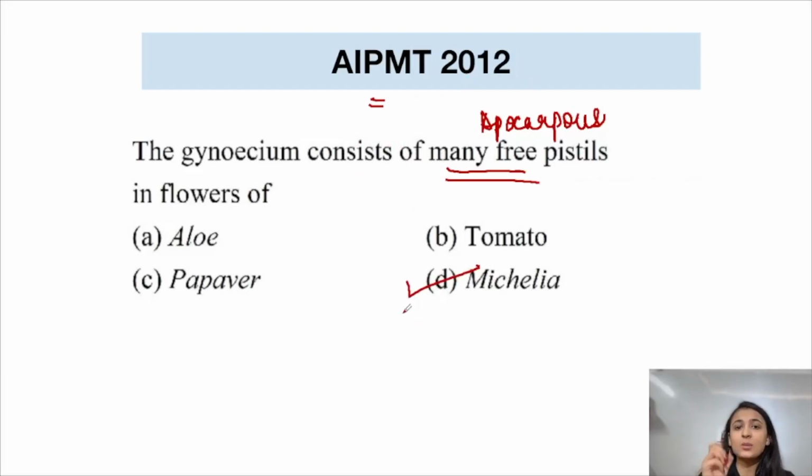You remember in the diagram of Michelia that we saw, there were numerous carpels that were arranged centrally in the gynoecium. And all of the carpels were free, not fused with each other. They were present centrally and they were free of each other. None of the carpels were fused with each other. So option number D, Michelia, is the correct answer to this question. Options A, C, and B are incorrect.